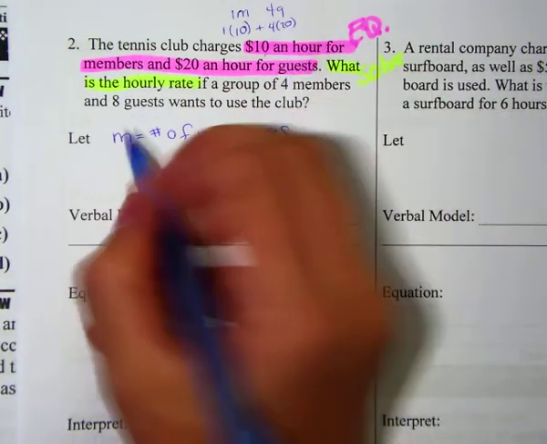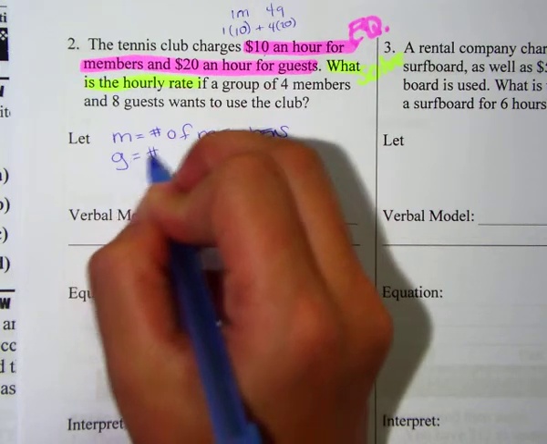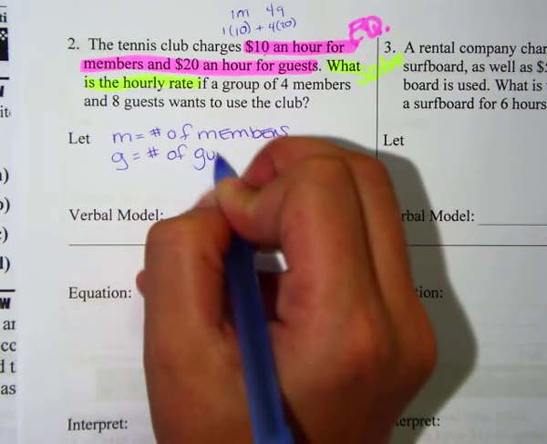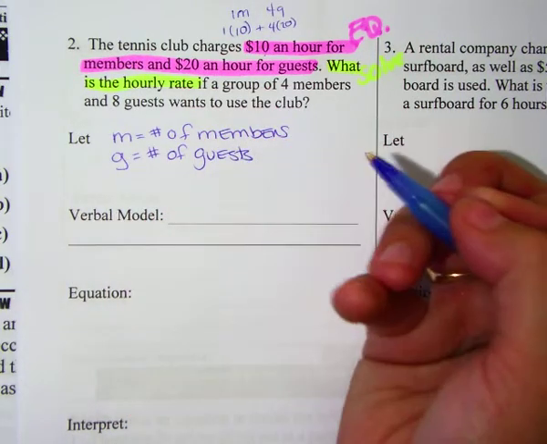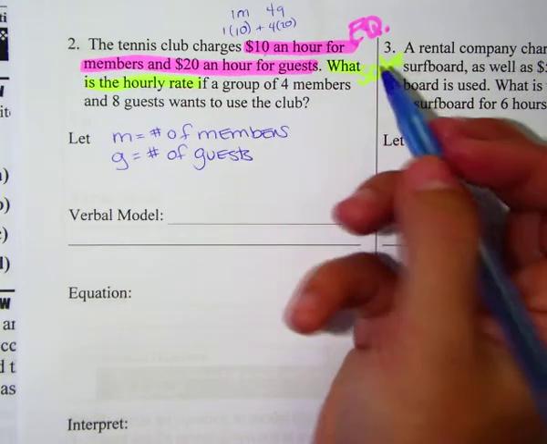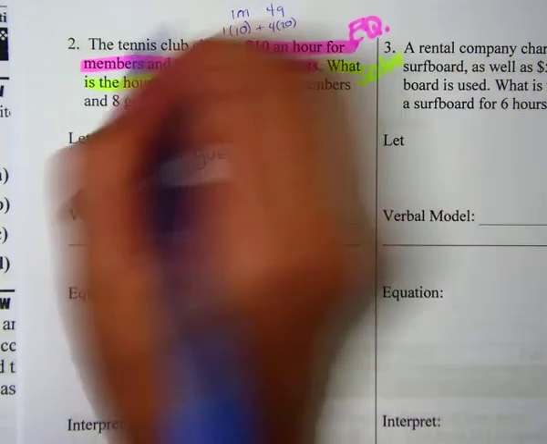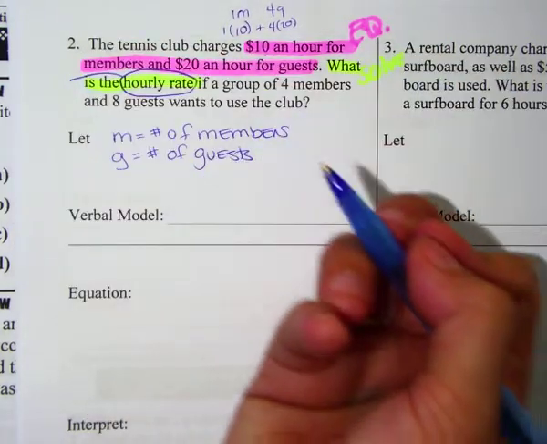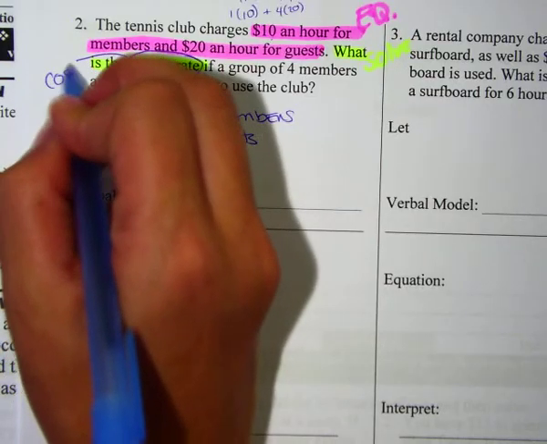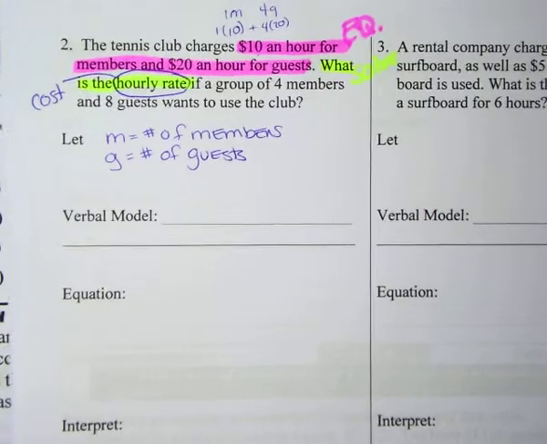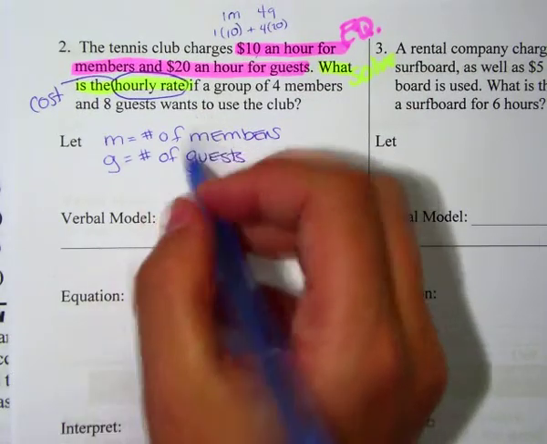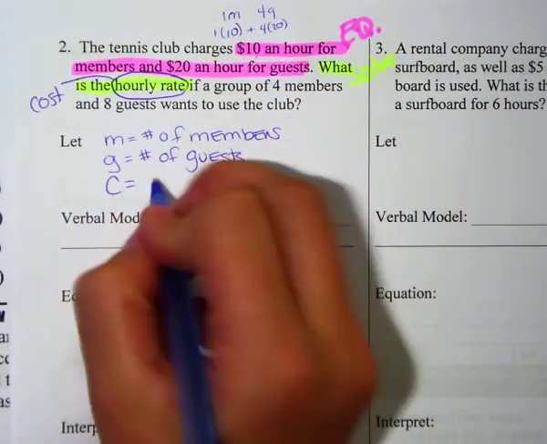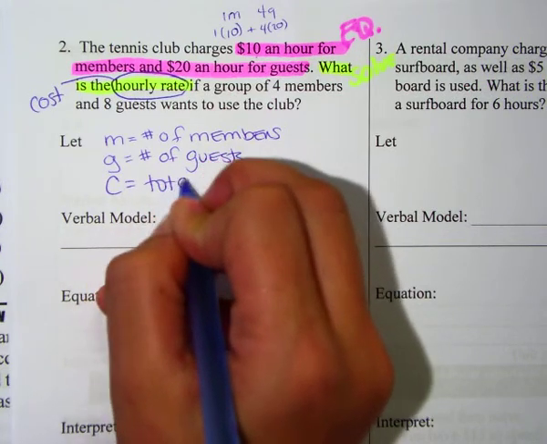And then I also have a number of guests. What am I actually solving for? It says, what is the hourly rate? What is hourly rate? Hourly rate is just referring to cost. How much is it going to cost to go? Since I don't have that here, I need to also define that. C equals total cost.